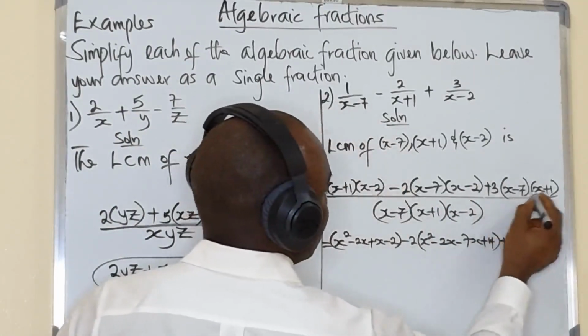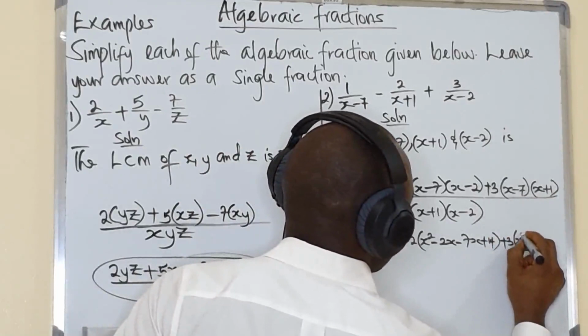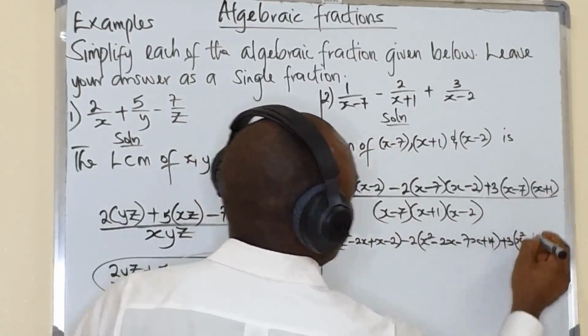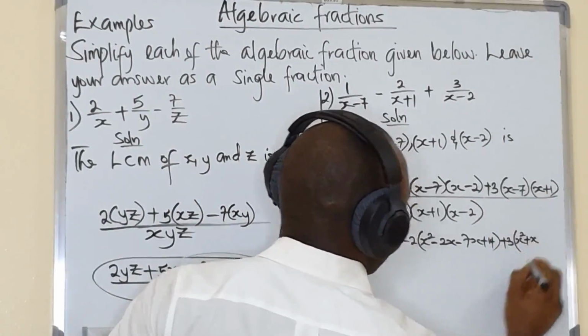This time x multiplies x will give me x squared. Next, x multiplies 1 will give me 1x. I'll just write it as x positive this time.